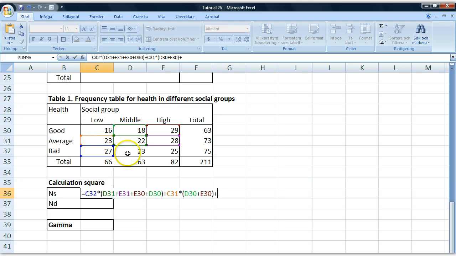And to that we're going to add this cell multiplied by all the cells above and to the right of itself. Let's see here.